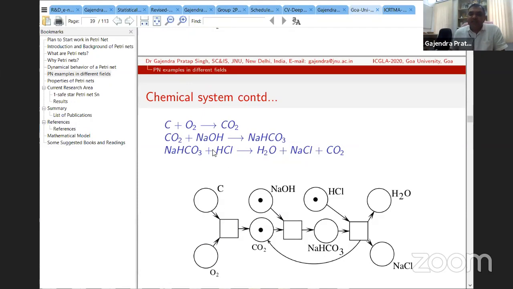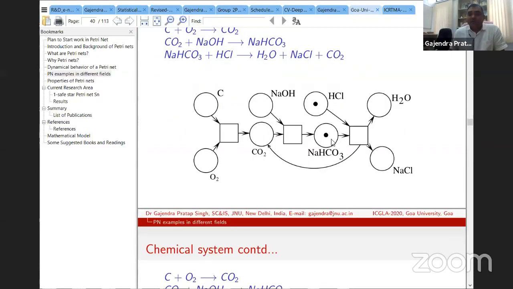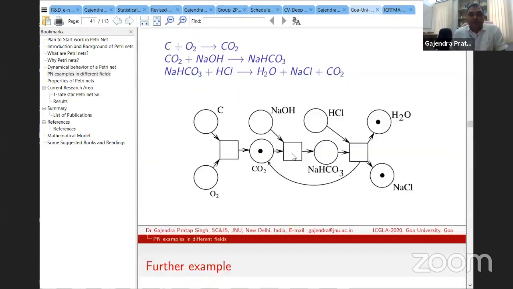Similarly, when NOH and CO2 combine with each other, the transition and some reactions occur, then this token will be consumed here, and this NOH CO3 is released from here, like this. Similarly, we can model the entire equation. If we have many systems of chemical equations, we can model them, we can easily illustrate them, and it can be easily understood like this.